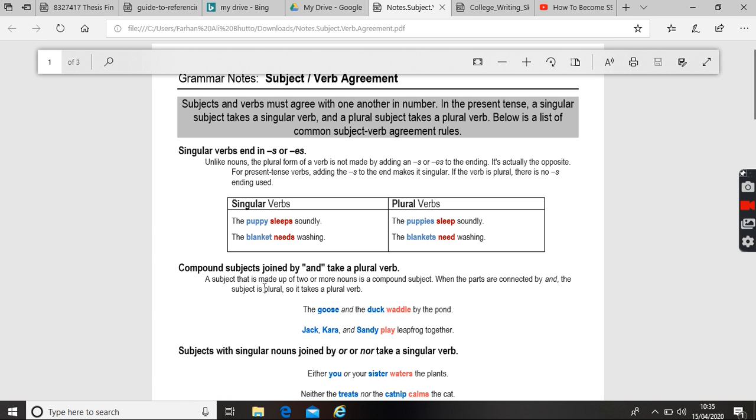A subject that is made up of two or more nouns is a compound subject. When the parts are connected by and, the subject is plural, so it takes a plural verb. So the rule is very simple. Since the subjects are more than one, the subject is plural, so the verb has to be plural.